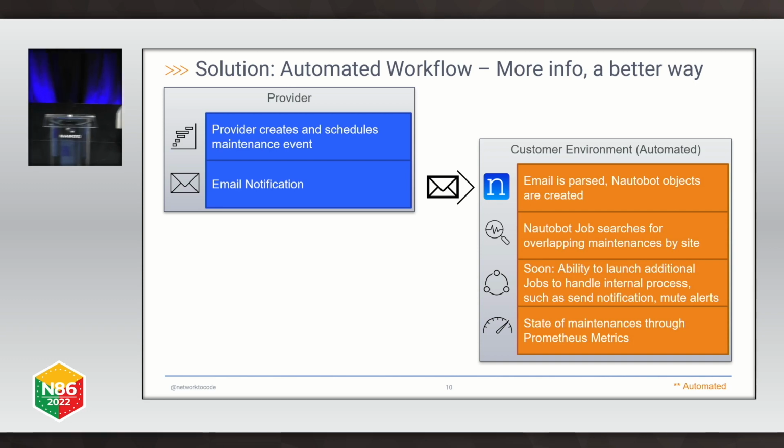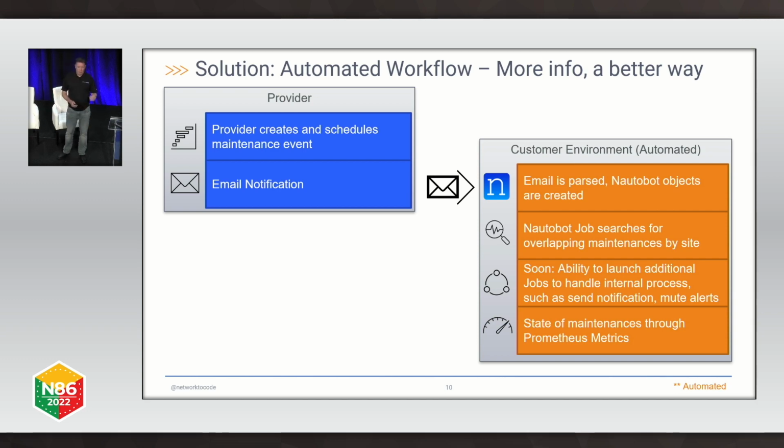So what that looks like from a solution in an automated perspective, the top left is still the same. It's all blue, could be automated. I don't have enough purview on the circuit carriers to say, hey, are they automating this environment? But now on the right side, your customer environment is all automated. So it's moved from a gray to having a color of orange in there. We'll get that email that will come in. So we're still using that same email notification process. Those will be parsed and then have Nautobot objects created that can be used.